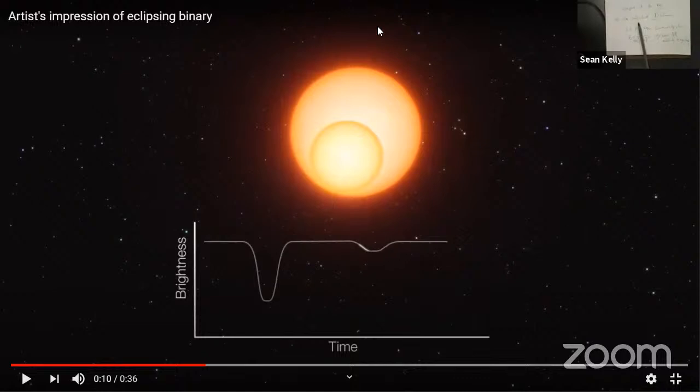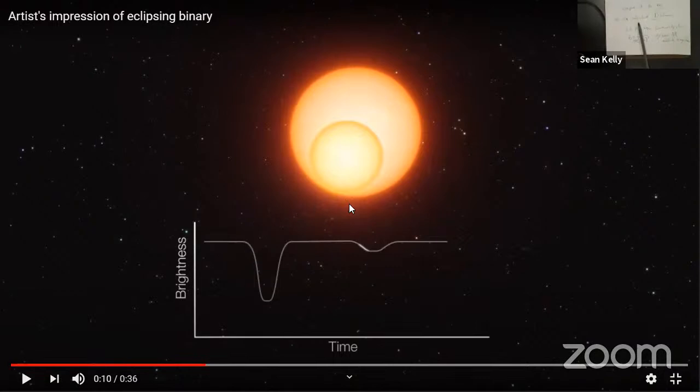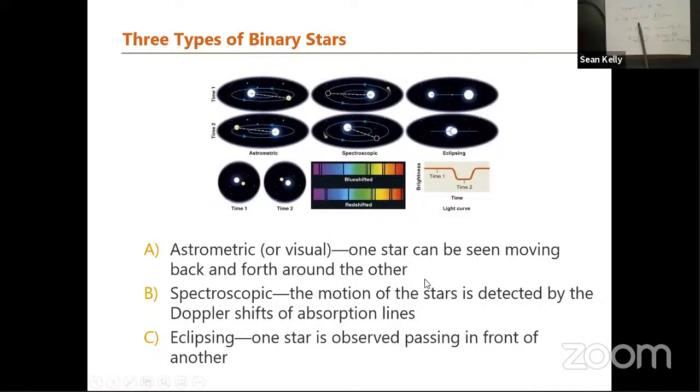So this is an idea that you need to understand. This is called the eclipsing binary, and it's the transit method, just like we learned before with the exoplanet. And you're watching a light curve, okay? You're watching a light curve. Okay, so these are three different techniques for measuring binaries, okay?